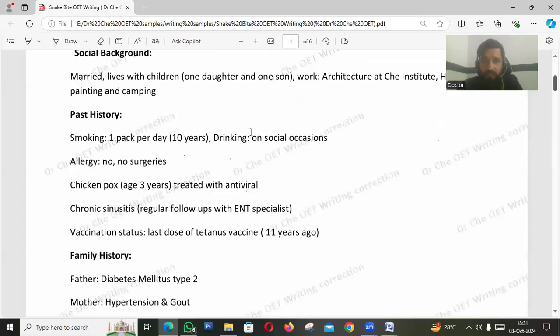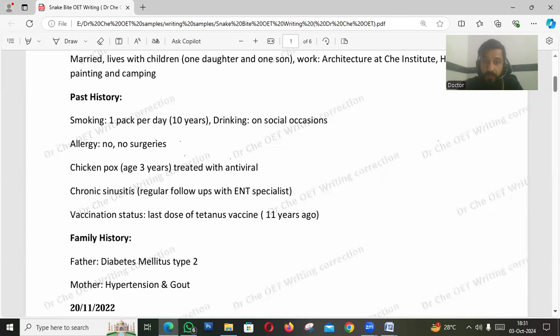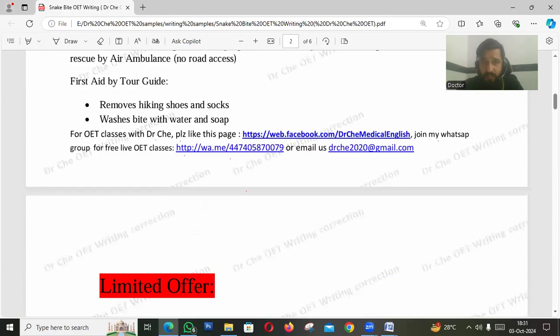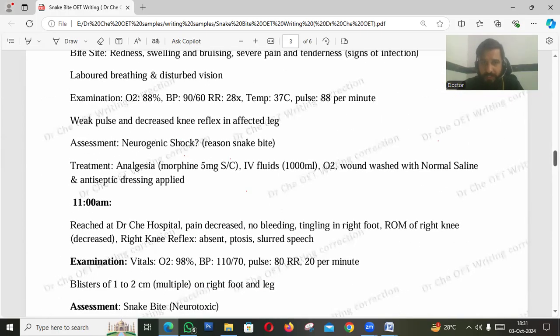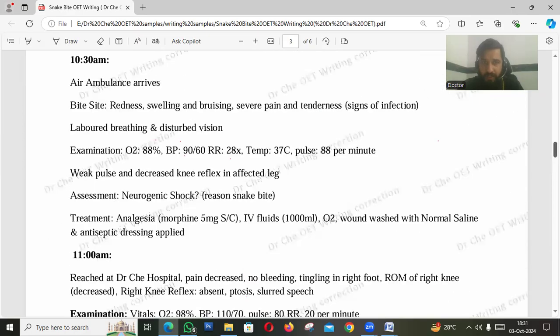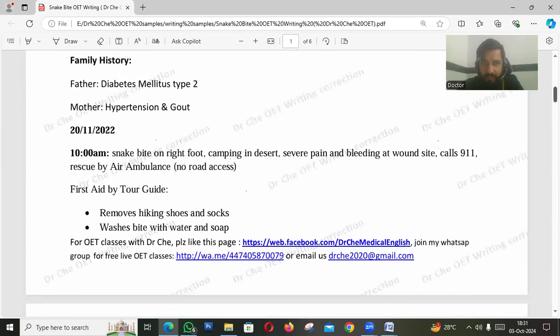So if any of you writes anything about the past history or social history in your letter, you will get a low score. If you are a doctor, you will get C plus. If you are a nurse, you will get C. So we are not going to write anything about social history. We are not going to write anything about past medical history. So we have only two dates, 20th and 24th. 24th is the discharge date, today's date. Then we have 20th of November.